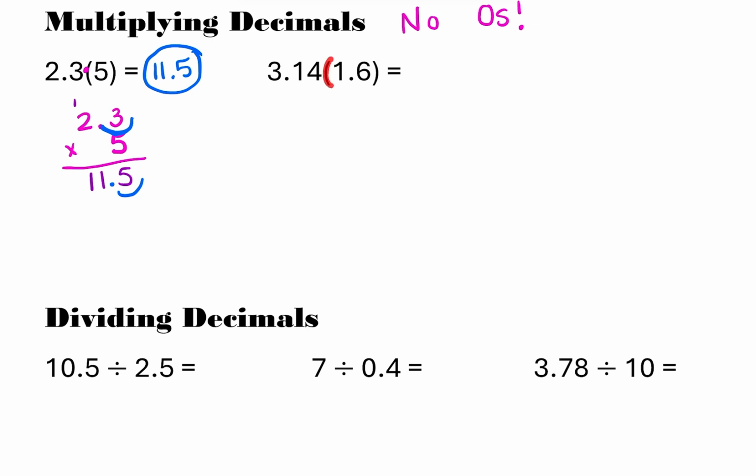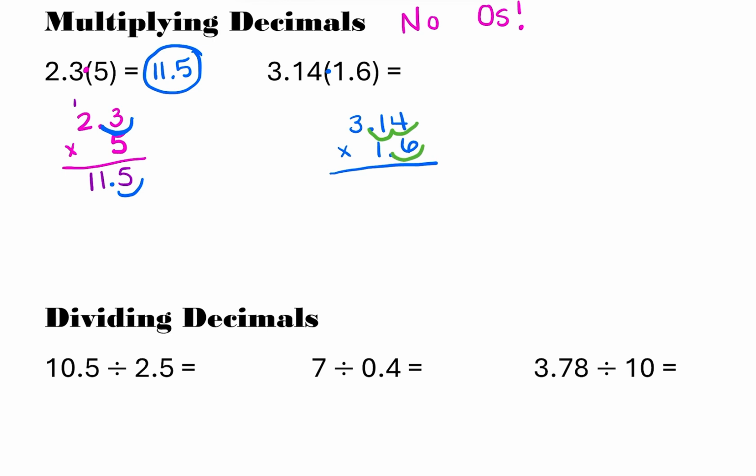We have 3.14 with a parentheses. That is an invisible multiplication sign. So again, no zeros, longer number goes on top. So 3.14 times 1.6. Draw your hops or circle. So if you're going to circle, it will look like this. You have 3 circles. Or if you're drawing hops, you should have 1, 2, 3 hops. I do not care which one, just pick one.